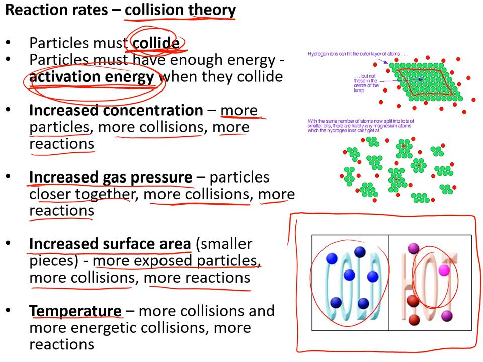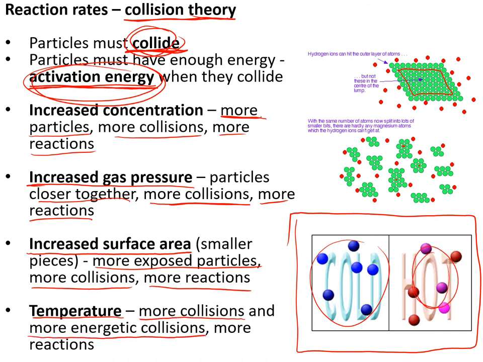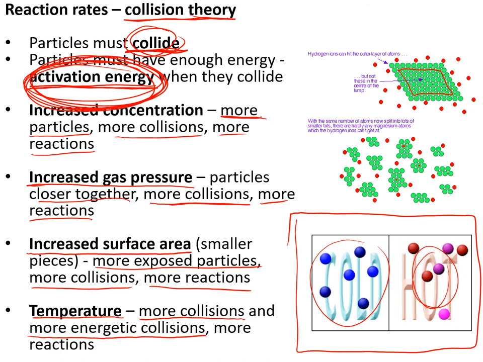Now, moving more quickly means two things. Firstly, there are going to be more collisions, but also those collisions are going to be more energetic. More of them will have this activation energy that we've seen is so important. So both more collisions and more energetic collisions mean there are going to be more reactions. So temperature has a really big effect on increasing the rate of a reaction.